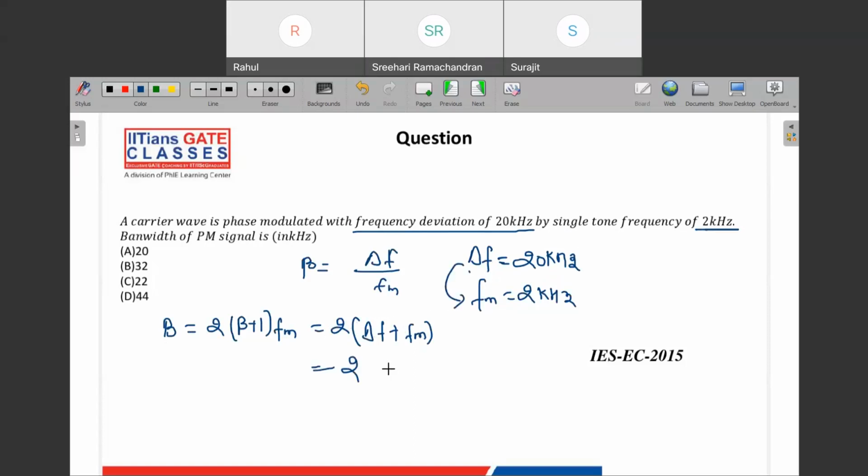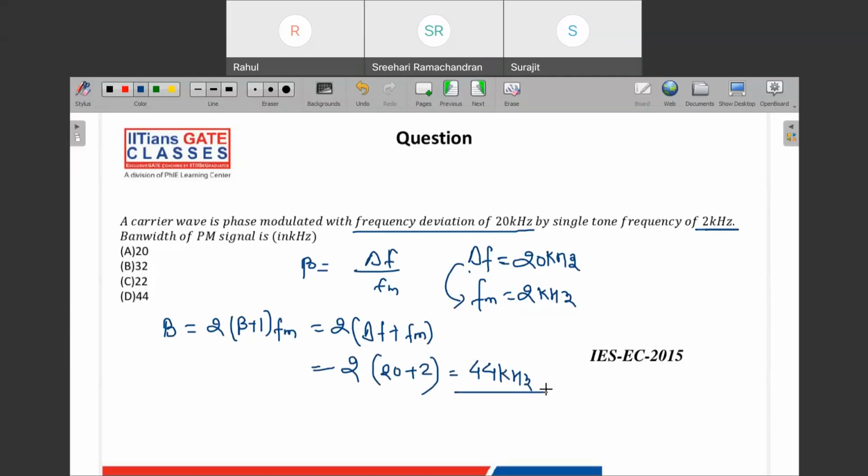So 2 into del f is 20 plus 2. And this will give us 44 kilohertz. Okay, so this will be the bandwidth of the FM signal, sorry, this PM signal.